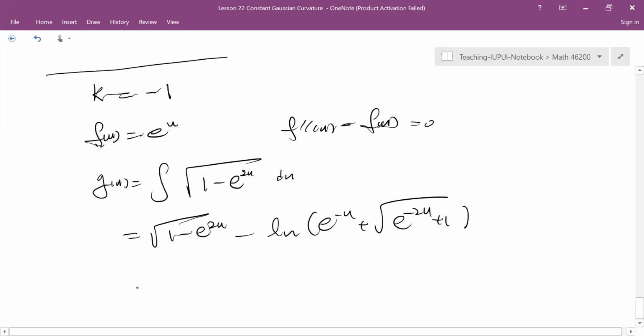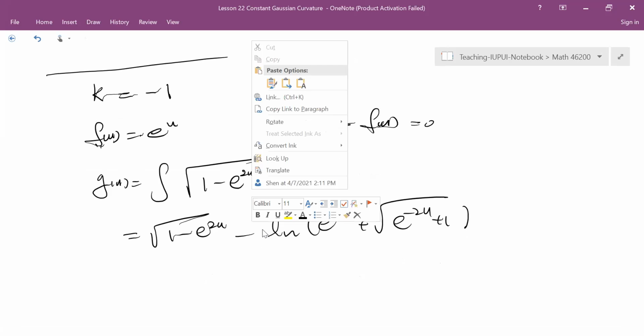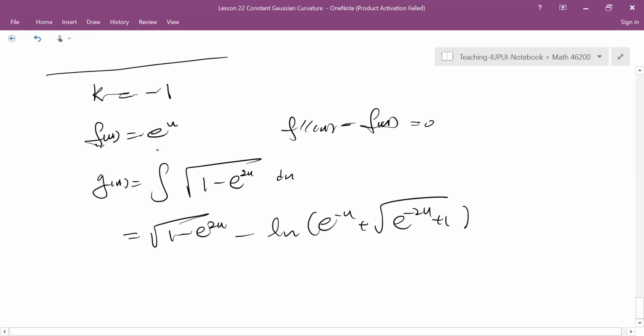So u cannot be positive, u is going to be negative if you use this one. If you use positive u, the square root of 1 minus e to the 2u is not defined. So u must be less than 0.